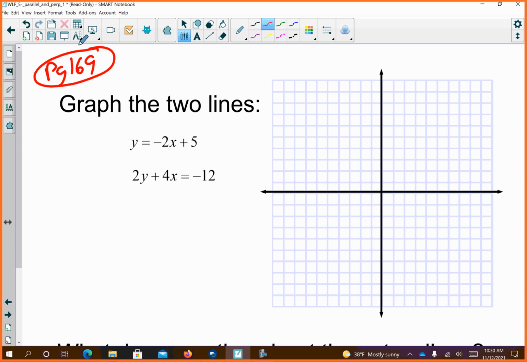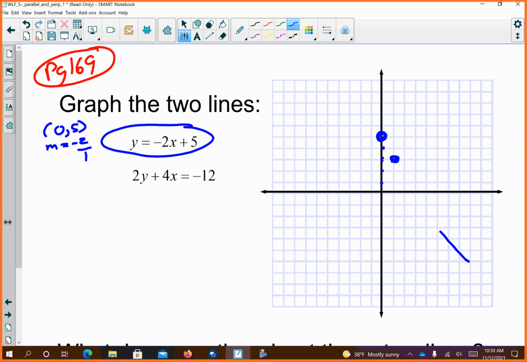So, friends, I have 2 lines we want to graph. One of them, I know that my y-intercept is going to be 0, 5, and my slope is going to be -2/1. So 0, 5 is up here. Slope is down 2, right 1. So that's our first line.